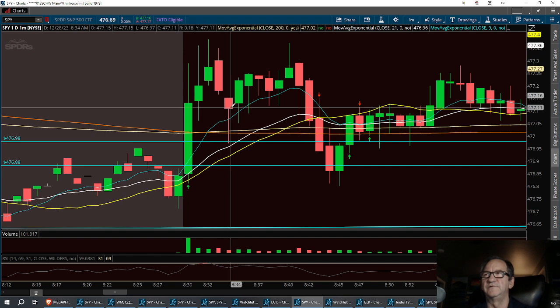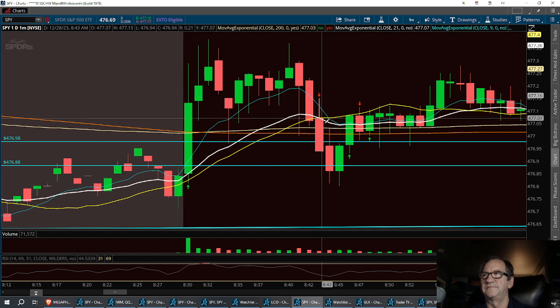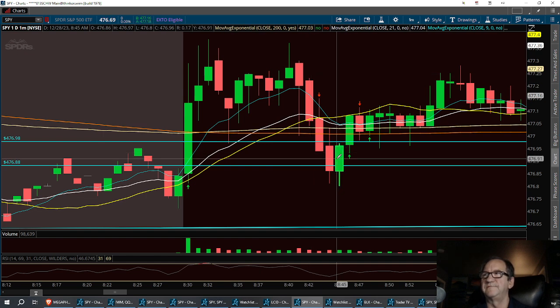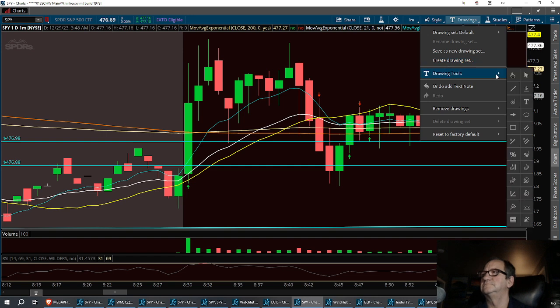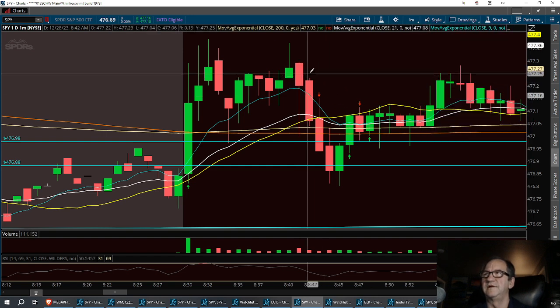Then we came in with a hammer, still respecting the wide gap between the 9 and the 21. And then we finally had the pullback. So this is when I shouted out in the room, I said, hey, we've got 3 black crows, and we're going to bounce off these 3 crows. So everything's about chart patterns, candlestick patterns, and moving averages. So I pointed out the 3 crows.